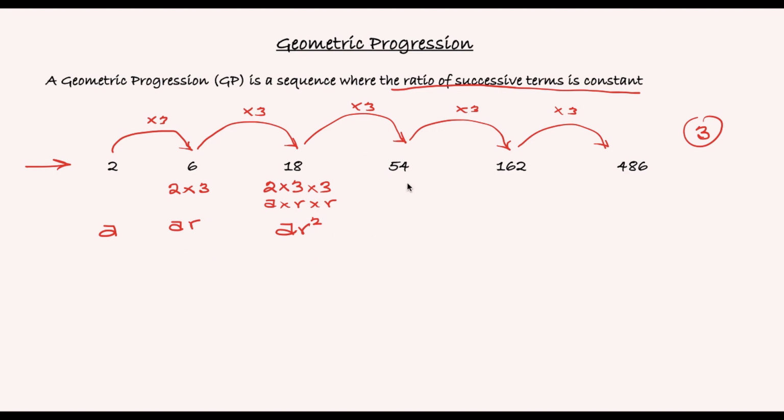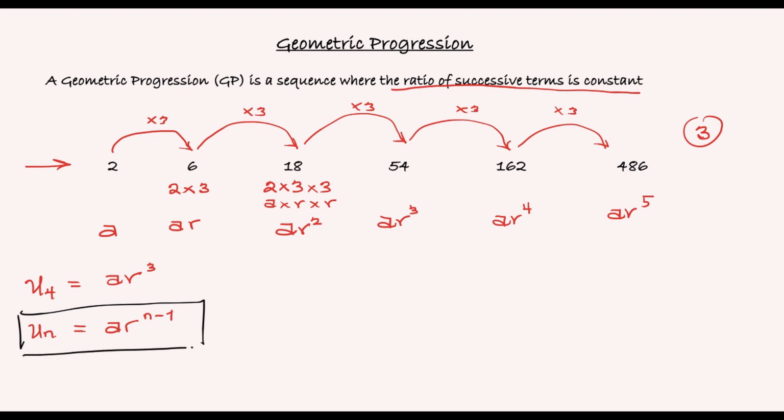Now the trend continues. So our fourth term is going to be ar cubed, our fifth term is going to be ar raised to power 4, while the sixth term is going to be ar raised to power 5. Now let's use this fourth term to write a general formula like we did for arithmetic progression. Our fourth term u4 is equal to ar raised to power 3. So un is going to be equal to a times r raised to power n minus 1, because the fourth term is multiplied by only 3 r's. This formula is how we get the nth term of a geometric progression.